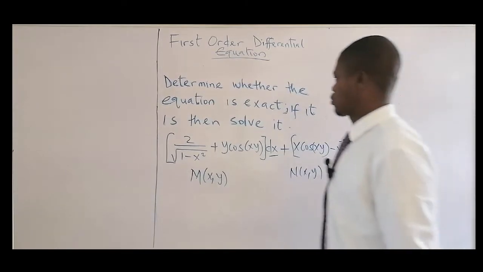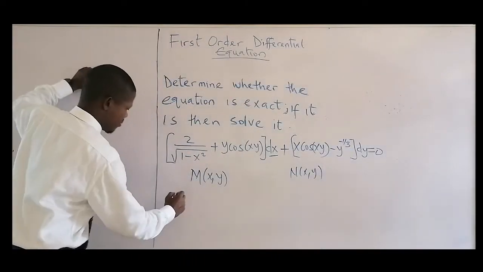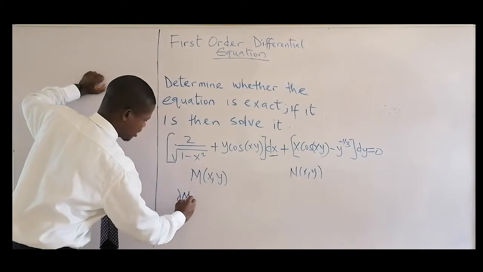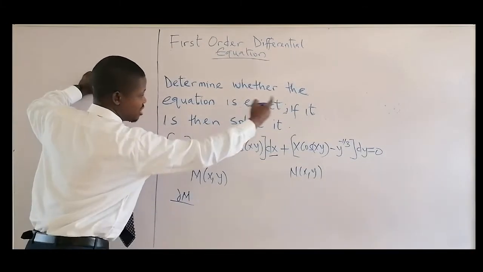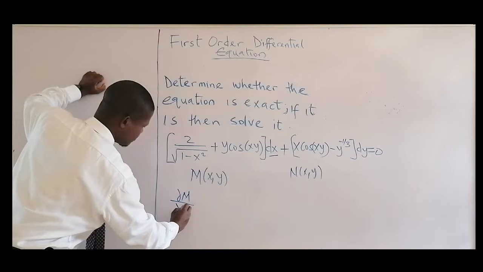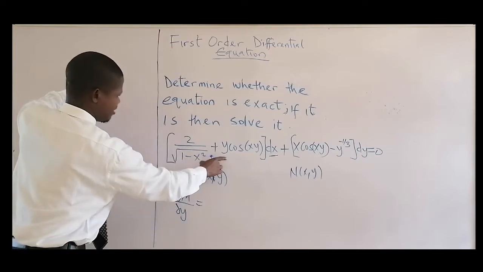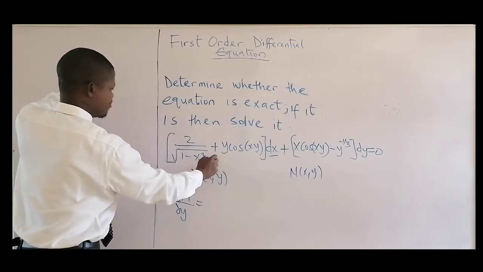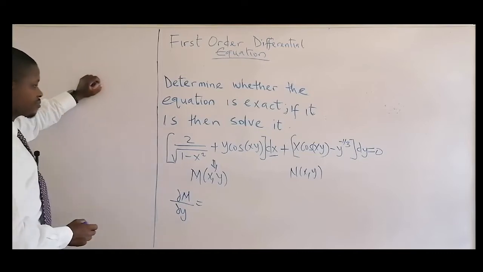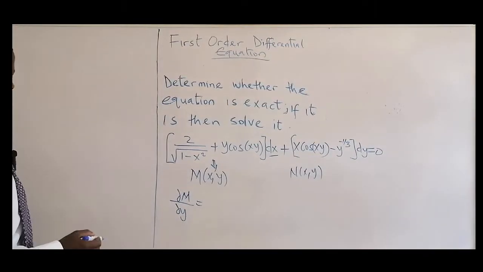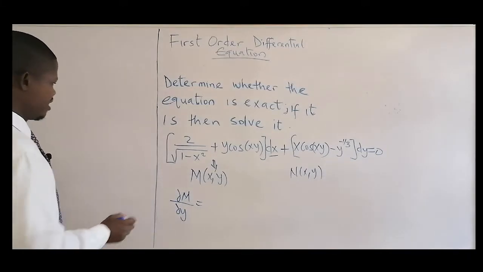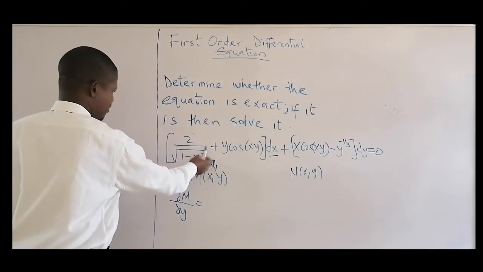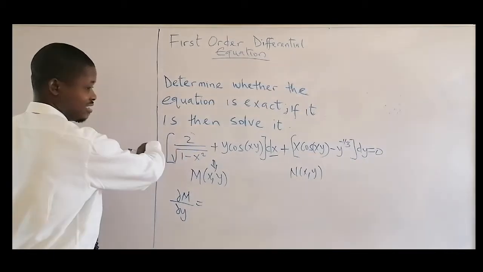So let's check if it's exact, whereby we're going to do the partial differential of M with respect to y. Your M is this function. This is M. So let's do the partial with respect to y. Here there is no y, so it's just like a constant. When you differentiate a constant, it's 0.